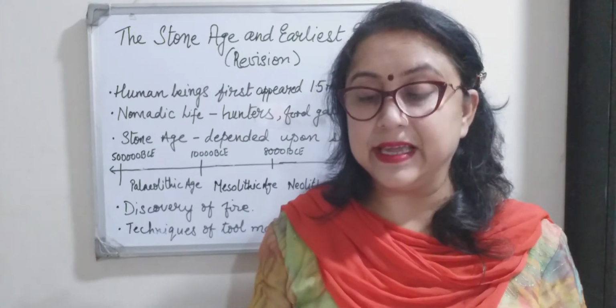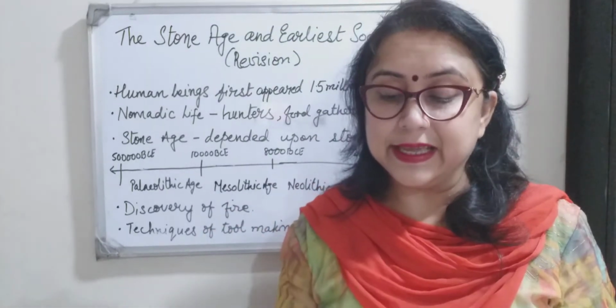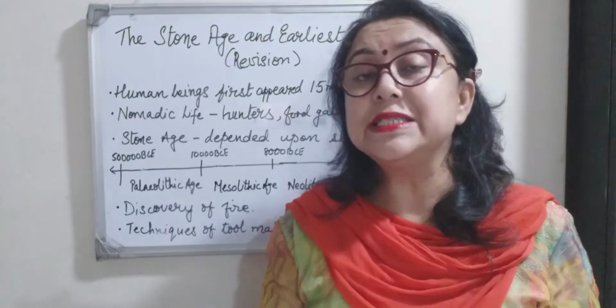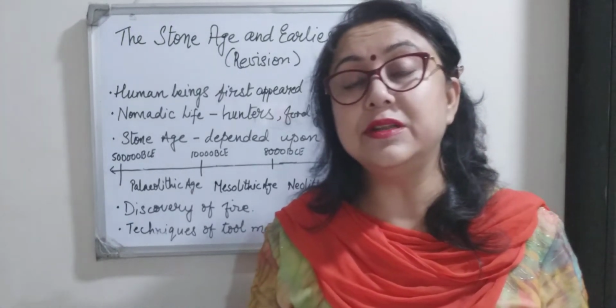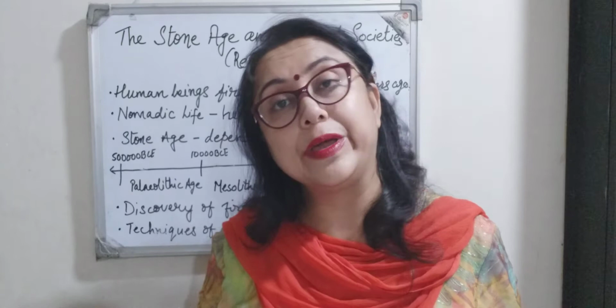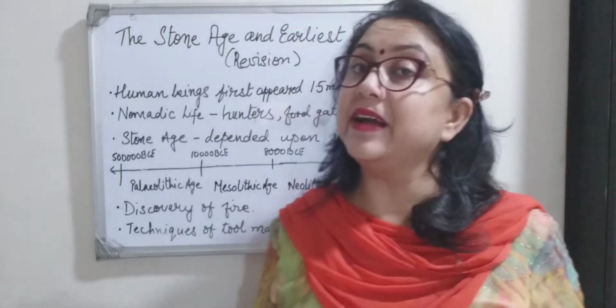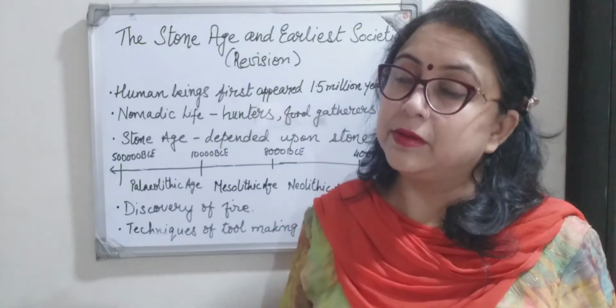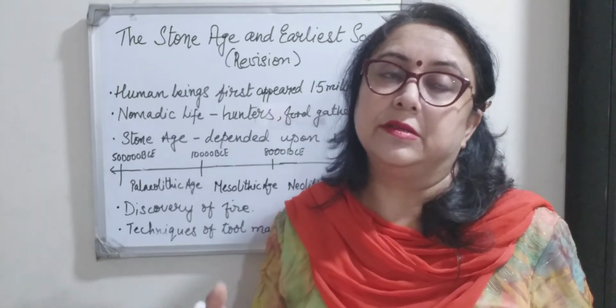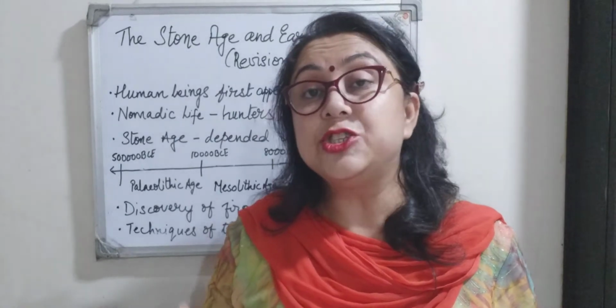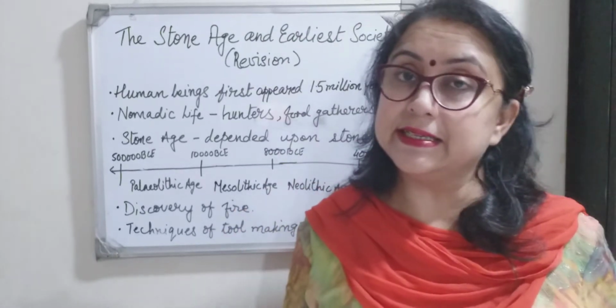And another important thing, by the end of Upper Paleolithic Age, that is the final phase of Ice Age or Paleolithic Age, man started with agricultural work. Man came to know about growing crops, and with the onset of agriculture, their lifestyle completely changed. Now they were no more nomads. They started leading a settled life.